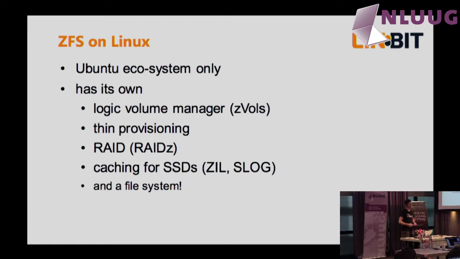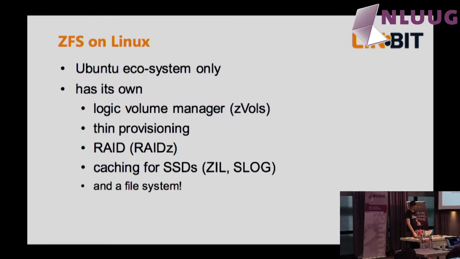And there's a package in Debian. But it compiles a kernel module. So in Ubuntu, you have it included in the distribution. You can even have your root file system on it. But there are a couple other distributions where you can at least install it as an option.